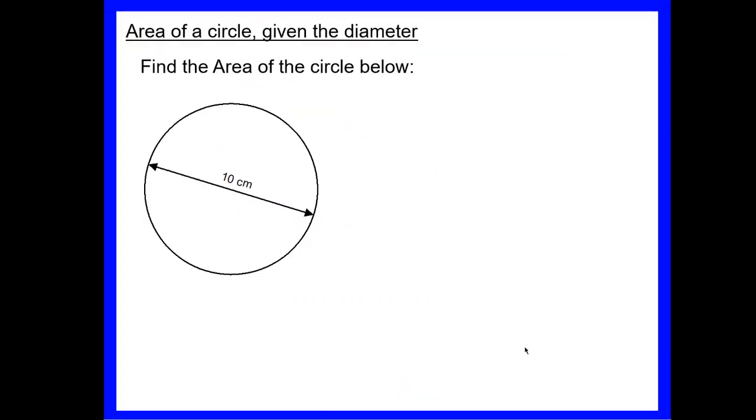All right, so this time then, we're going to see if we can find the area, but we've been given the diameter. So again, we start by stating the formula. Area equals pi r squared. Now, we've been given d, the diameter. Our formula requires r, so we need to find r.